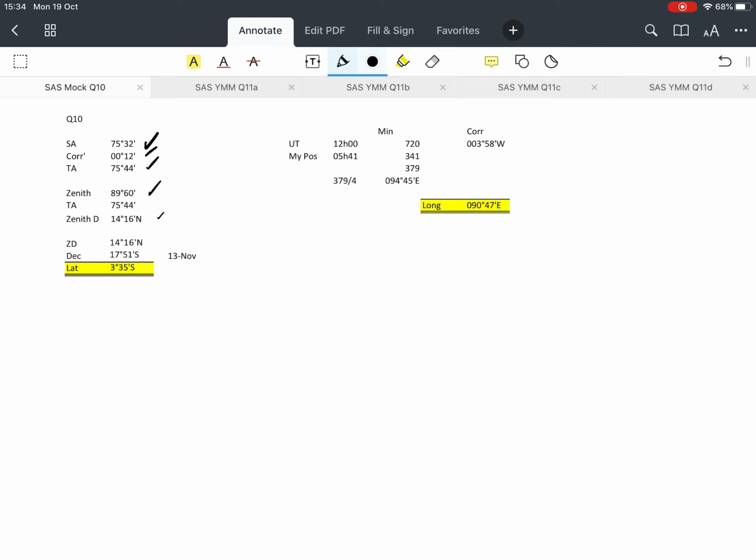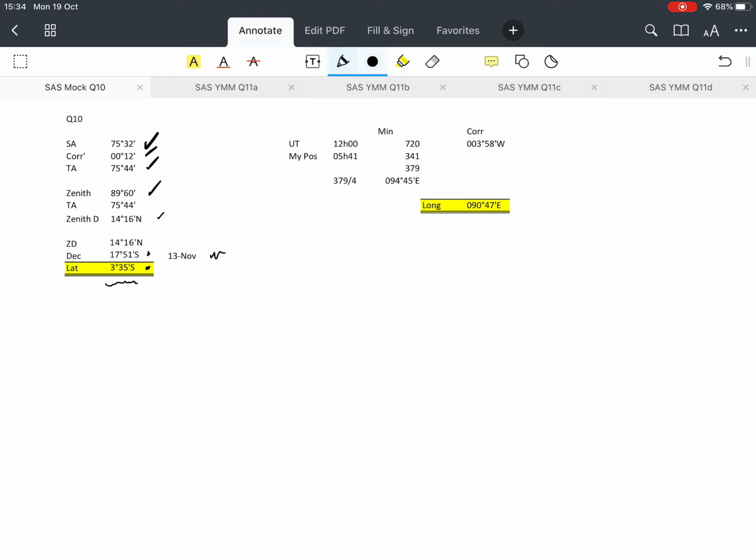So we have to determine our latitude by comparing the difference. We looked up in the perpetual almanac and found 17 degrees 51 on the 13th of November. So we end up with a latitude of 3 degrees 35 minutes south. Remember, the dominant number dictates the quadrant.